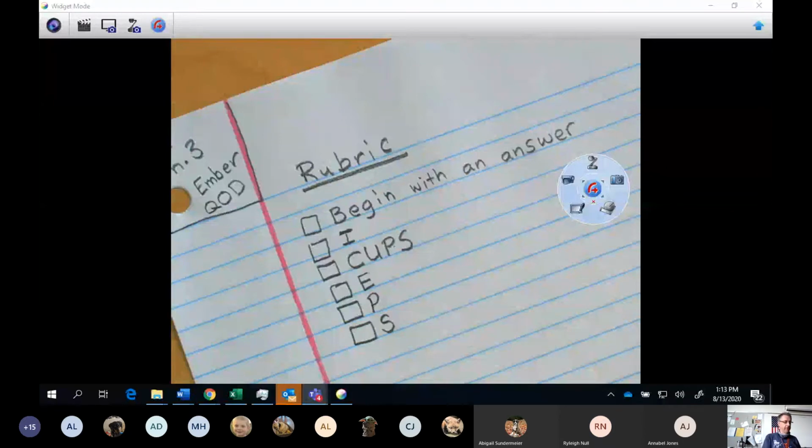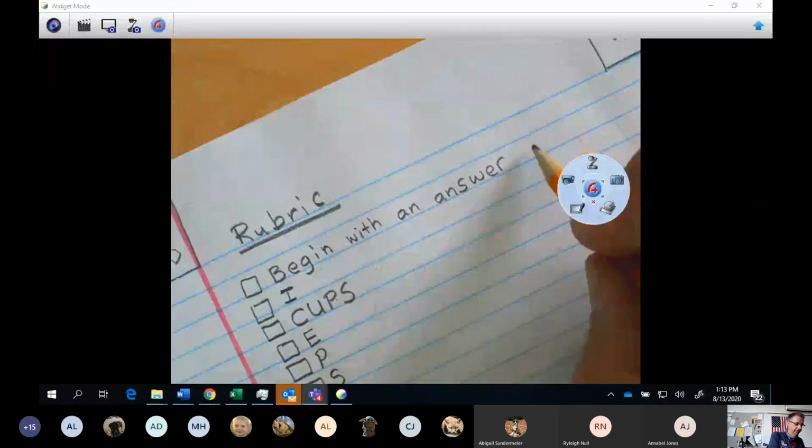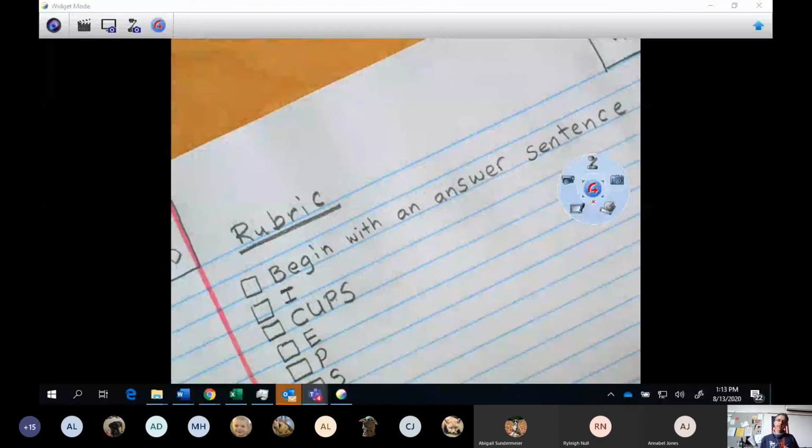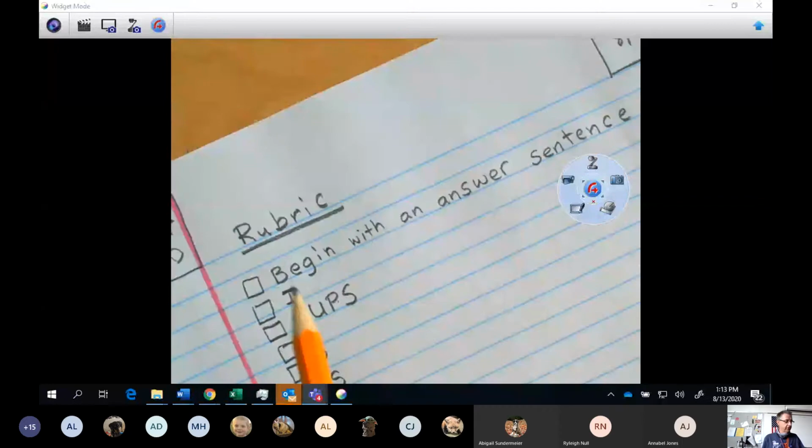Let's go and take a look at what we're doing here. We're going to begin with an answer sentence. And normally what we'll do, as we start getting better and better with biceps, is just start with begin or just write begin answer sentence. But right now I want you to write begin with an answer sentence.